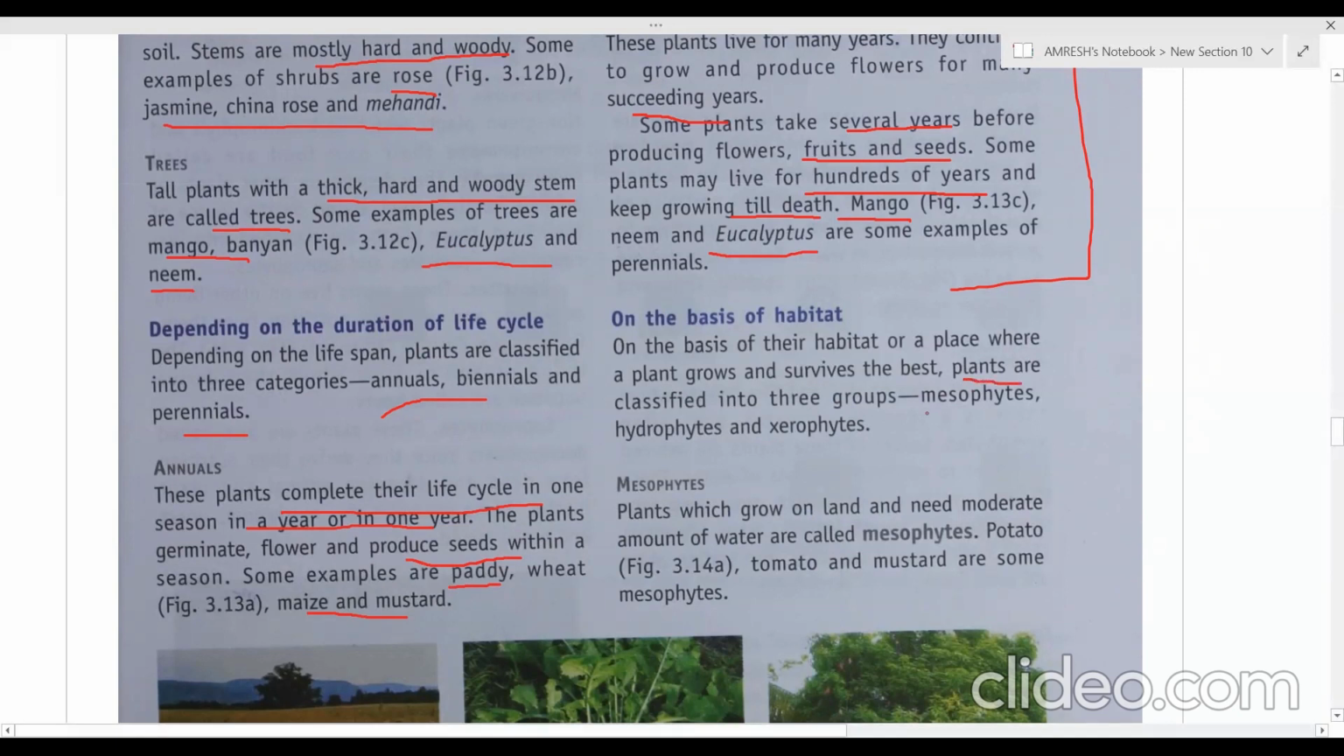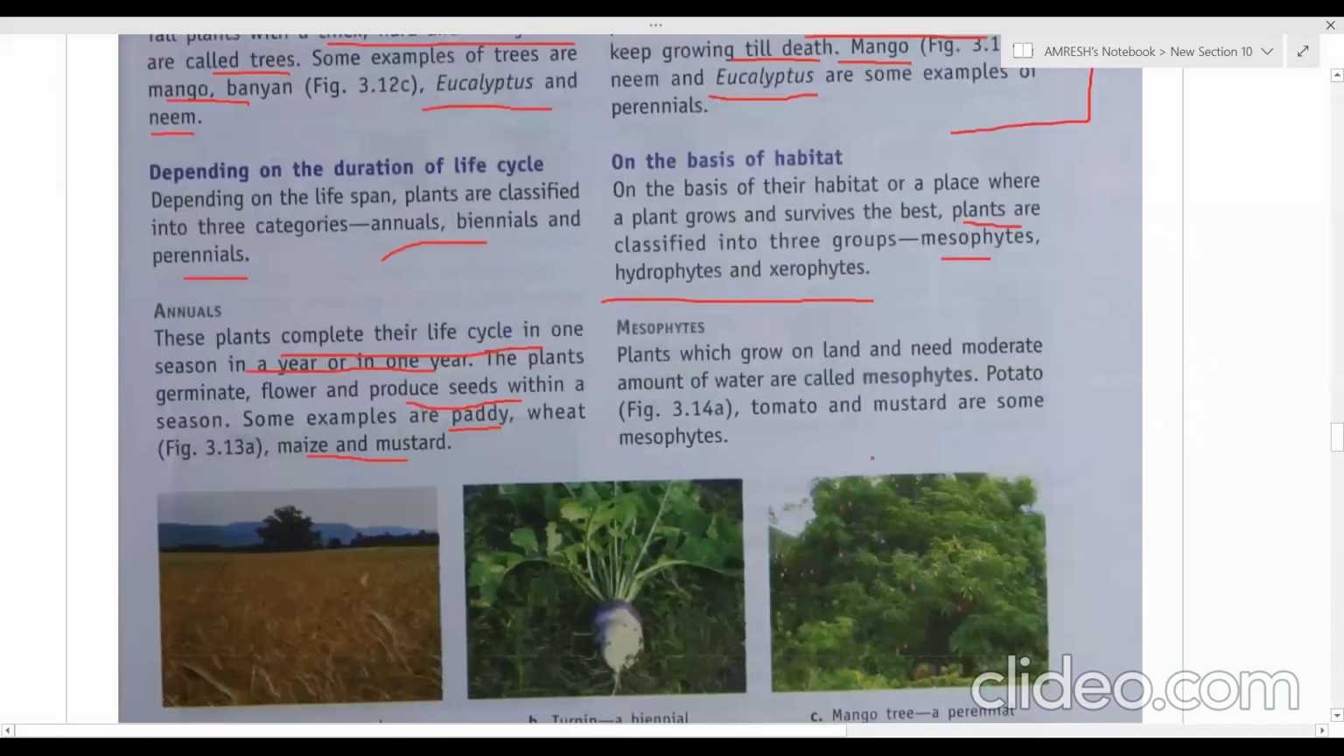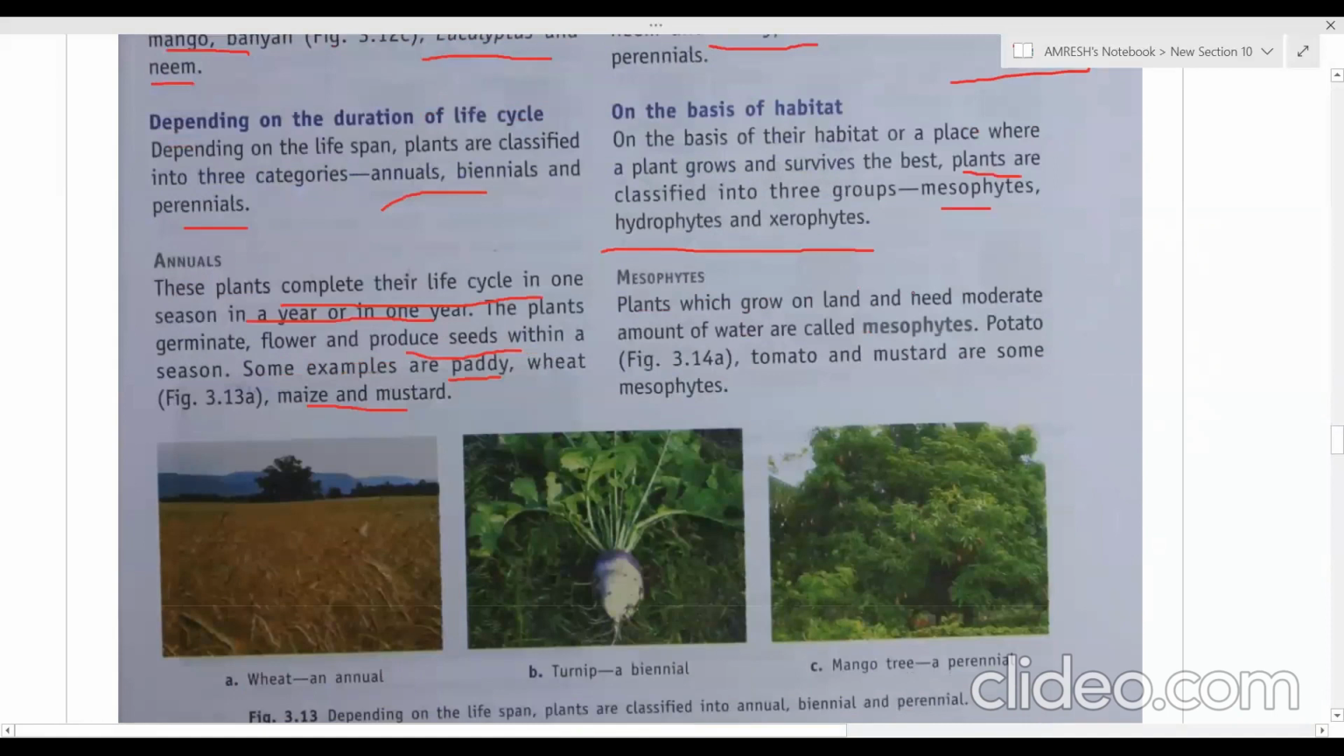See, habitat मतलब कुछ plants plains में grow होते हैं, कुछ plants hills में grow होते हैं, कुछ plants desert में grow होते हैं. तो on the basis of habitat we have differentiated plants into three categories or groups: mesophytes, hydrophytes and xerophytes. What are the mesophytes? Meso means normal, moderate amount of, they grow on land and moderate amount of water उनको चाहिए. They need less amount of water. That are the mesophytes. Example: potato, tomato and mustard.